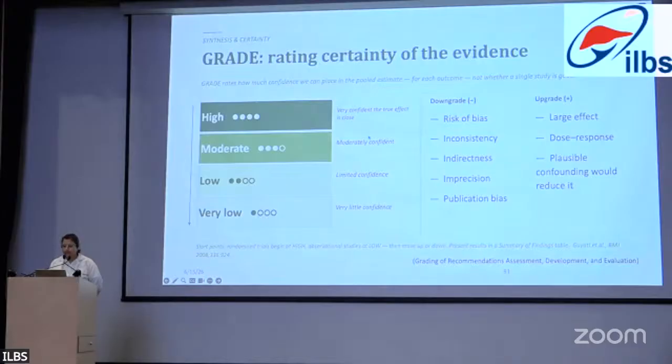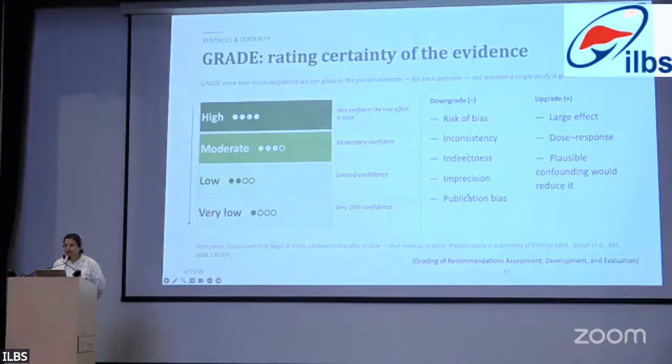So in GRADE there are four levels of quality of evidence: high, moderate, low, or very low. And there is GRADE software, free of cost through Cochrane. If you go through it, you are very confident that the true effect is close, moderately confident, limited, or very little. There are 8 things that we learn, and we also conducted a workshop in February where GRADE was discussed in detail, where we downgrade the evidence because we find some bias for some reason.